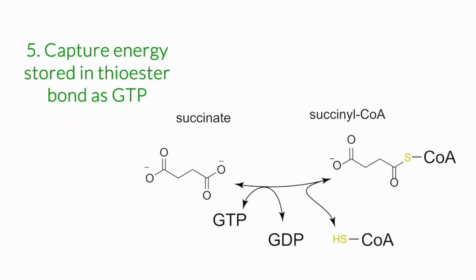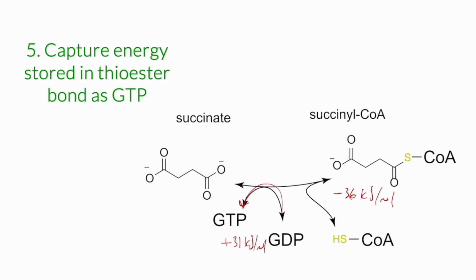Well, it turns out once you've done that, you can now break that bond to get out some energy and capture it. So the next step is we're going to take our succinyl-CoA and form succinate. That process by itself, just this hydrolysis reaction, is minus 36 kilojoules per mole. We're going to couple that to taking a GDP and making a GTP, so a phosphorylation reaction. That reaction is unfavorable, about 31 kilojoules per mole.